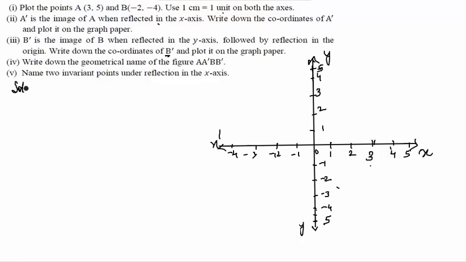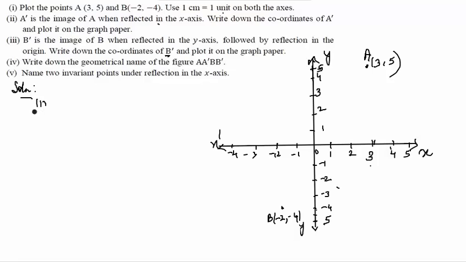So we'll attempt part wise. The first part is plot the points A and B. So (3, 5) is here. It will be here. So A (3, 5) and B (-2, -4). So B will be here, (-2, -4). Okay. So first part is done.